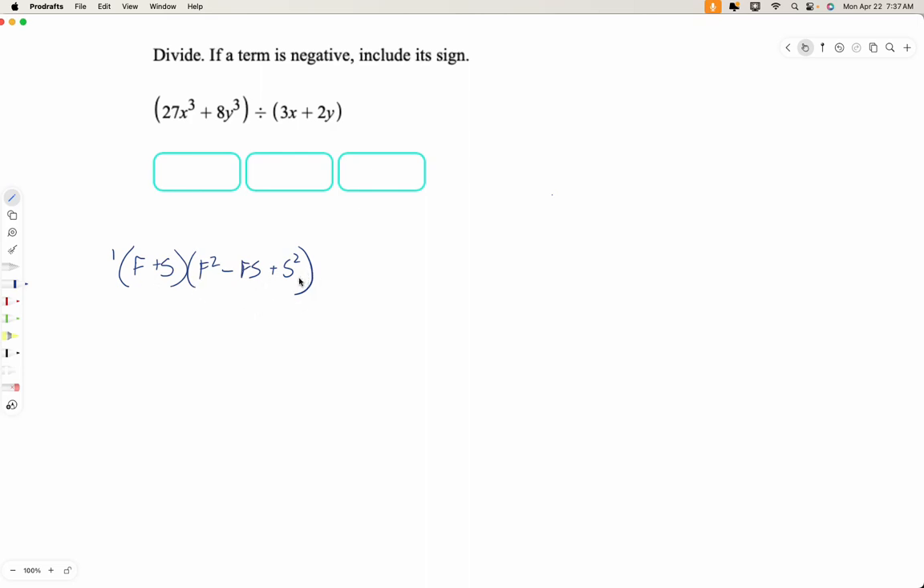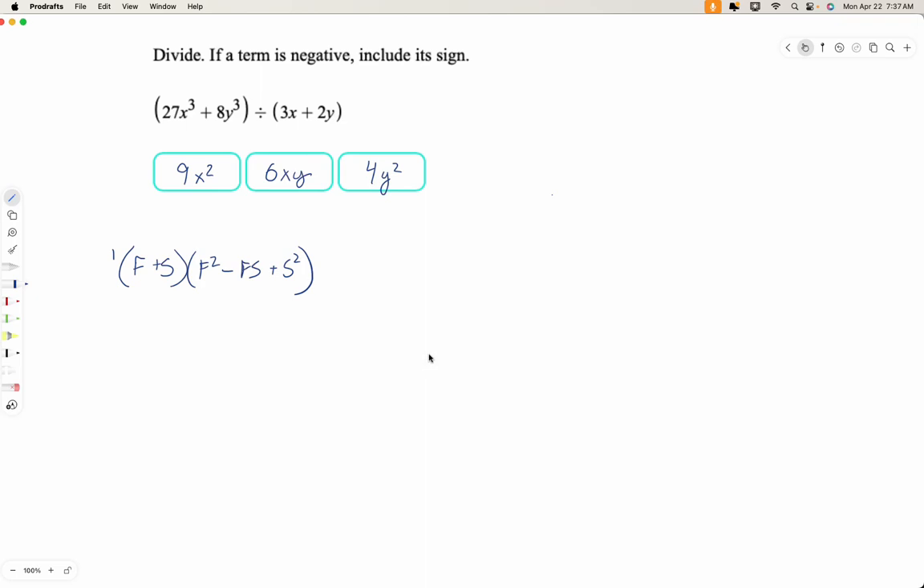So we're going to use this format, and this is the first thing and this is the second thing. So we don't have to write that, we're just writing this. This is our quotient of dividing this by this. So the first thing squared would be 3x squared, which is 9x squared. And then the first thing times the second thing would be 6xy. And then the second thing squared would be 4y squared.